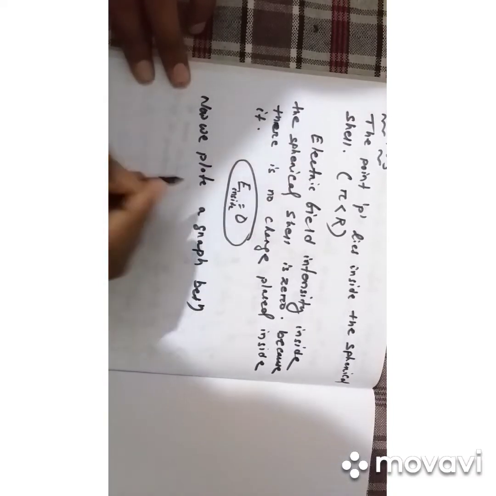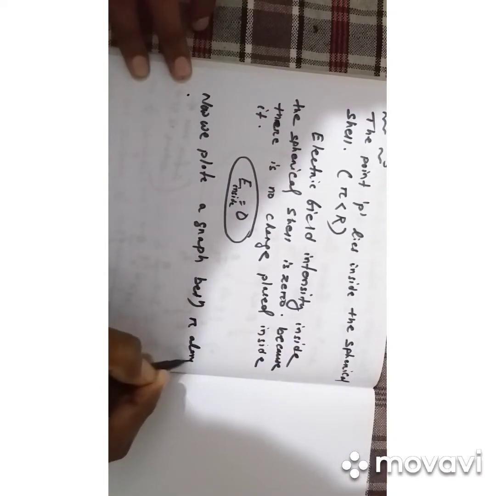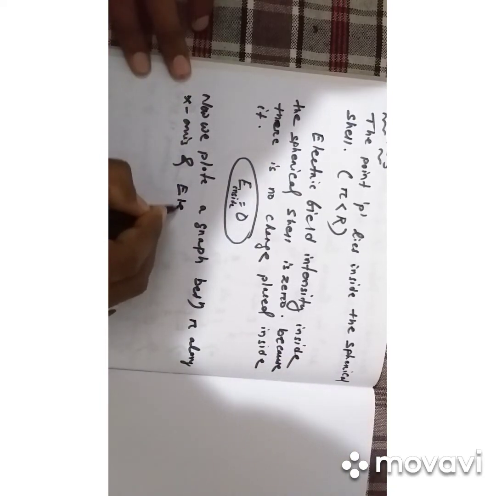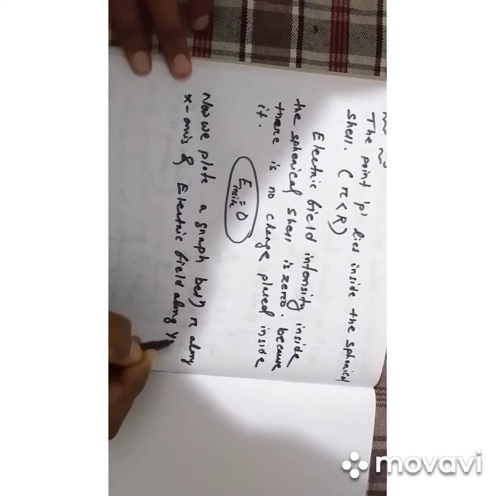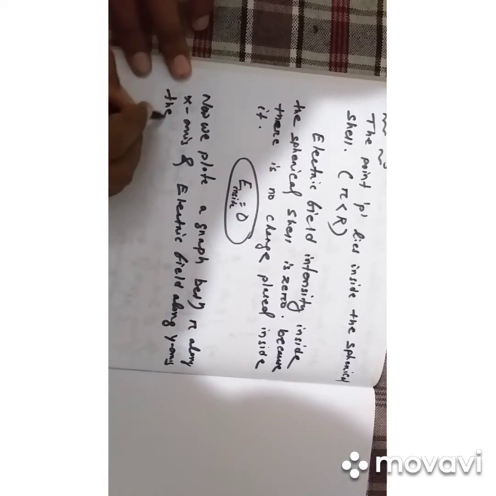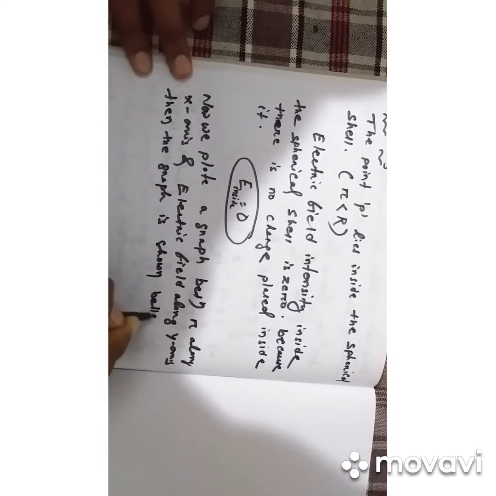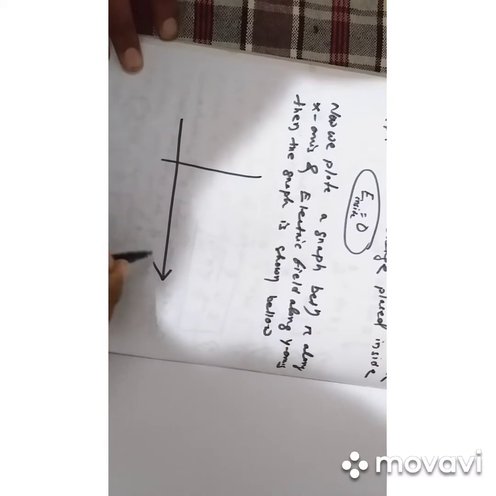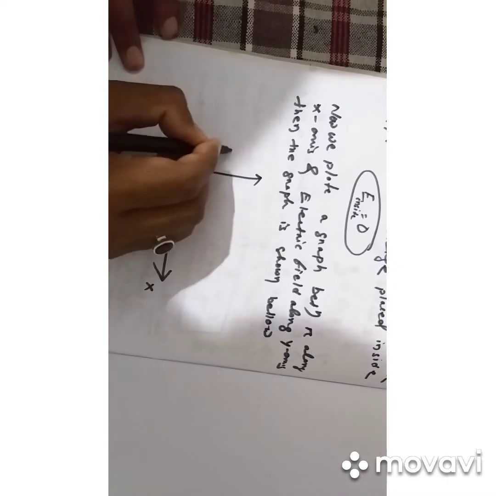Between r along the x-axis and electric field along the y-axis. The graph is shown below. That means this is the graph. Here in the x-axis r is there, and along the y-axis electric field intensity is there.